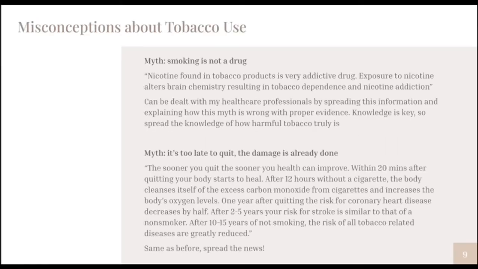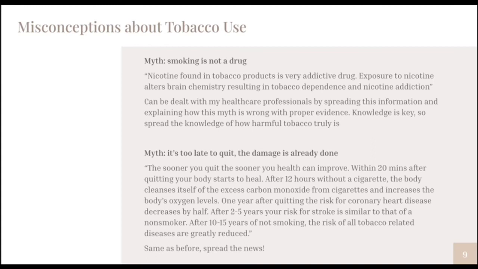There is a misconception that claims smoking is not a drug, but this is untrue. This is one of the many misconceptions concerning tobacco usage. Nicotine found in tobacco products is a very addictive drug. Exposure to nicotine alters brain chemistry, resulting in tobacco dependence and nicotine addiction. Healthcare providers can address this by conveying this knowledge and demonstrating how this misconception is incorrect with solid proof. Spreading knowledge is essential, so let people know just how destructive tobacco is.